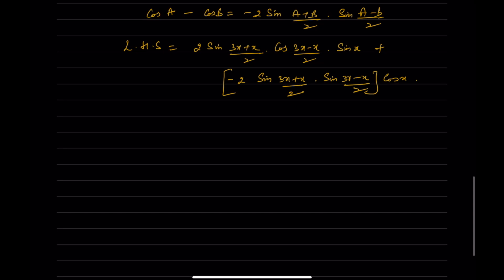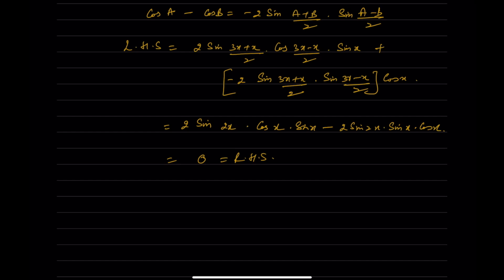So now here you are getting it as equal to 2 sin 4x by 2, which is nothing but 2x, into sin 2x by 2 is cos x into sin x, minus 2 into sin 4x by 2 is sin 2x into sin 2x by 2 is sin x into cos x. So now here you are having both sides the same term, so therefore here it is equal to 0, which is equal to RHS.